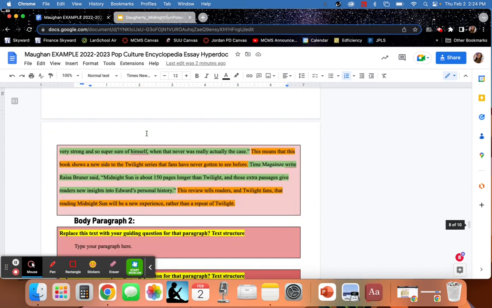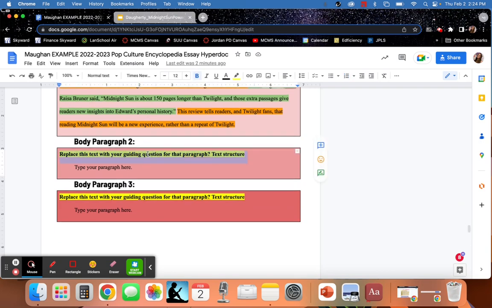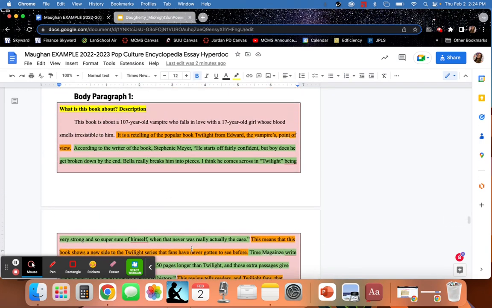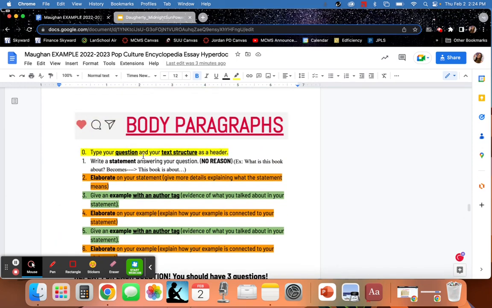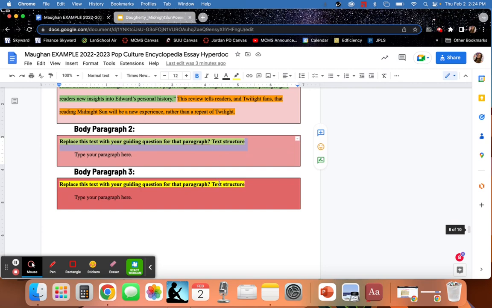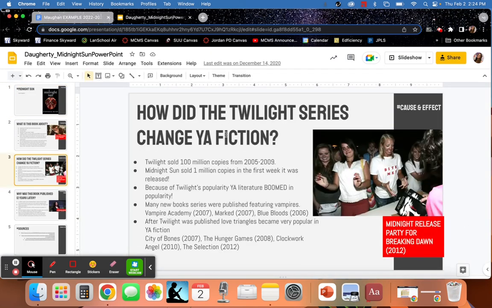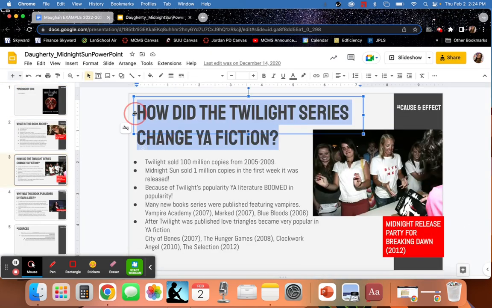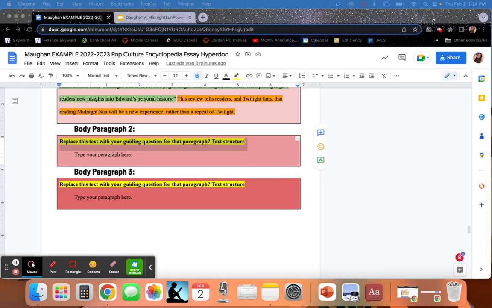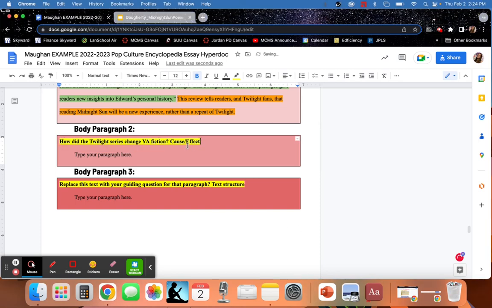I did my first paragraph already. I'm going to do the second paragraph with you. So you should have a paragraph that looks like this when you are finished. So the first thing we're going to do is type our question and our text structure that we are going to be using to organize that paragraph as a header. So this is for my second paragraph. How did the Twilight series change young adult fiction? And cause and effect is my text structure. That means that as I am typing this paragraph, I want to think about showing a cause and effect relationship. I'm going to try to do that mostly in my elaborations.